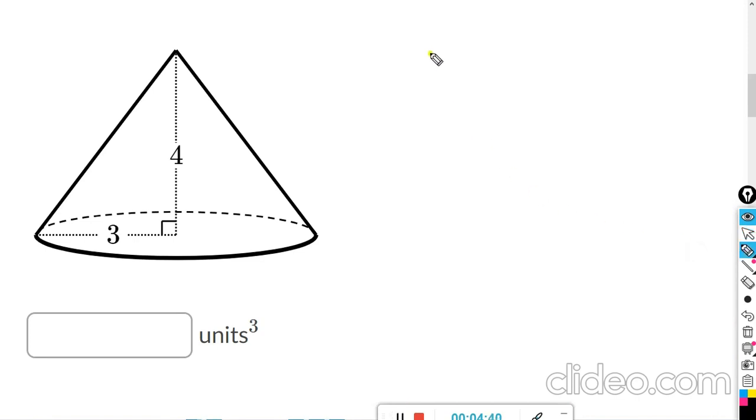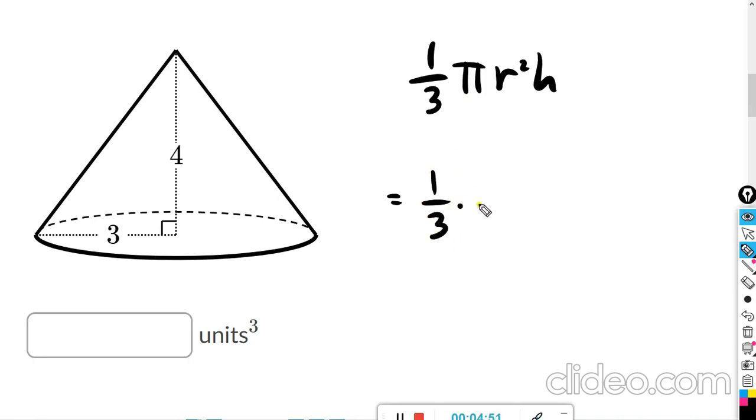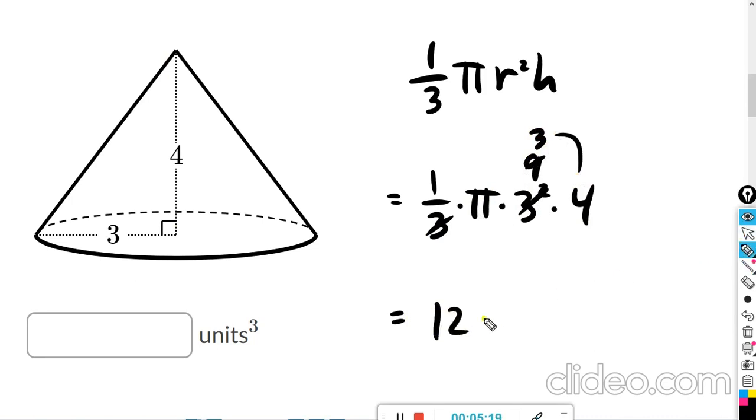Last one. Our volume is 1/3 pi r squared h. So we have 1/3 times pi. r squared, here's r right here, that's going to be 3 squared. h is this distance here, that's going to be 4. So 3 squared is 9, 9 divided by 3 is just 3, and we're left with 3 times 4 times pi. So that's going to be 12 pi.